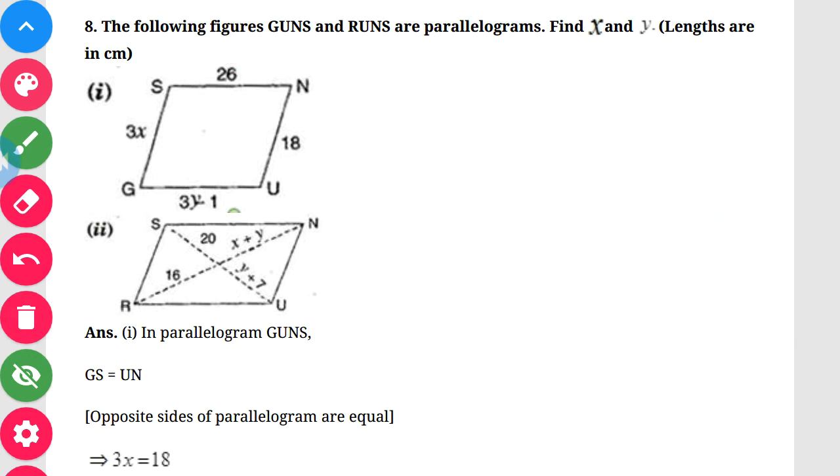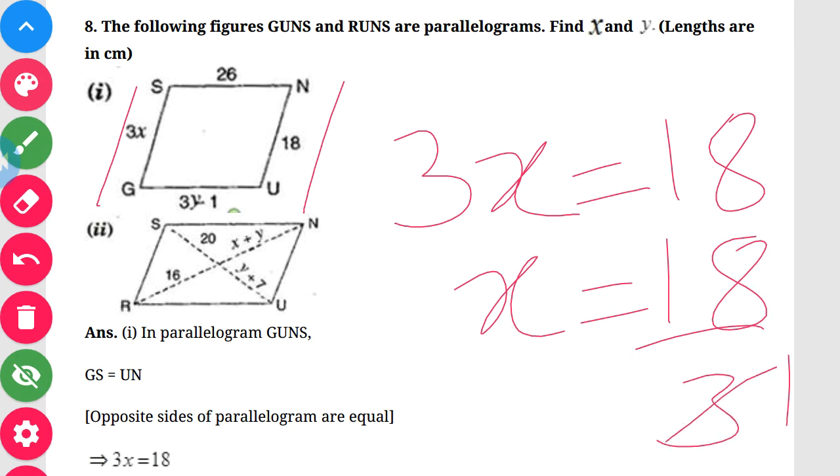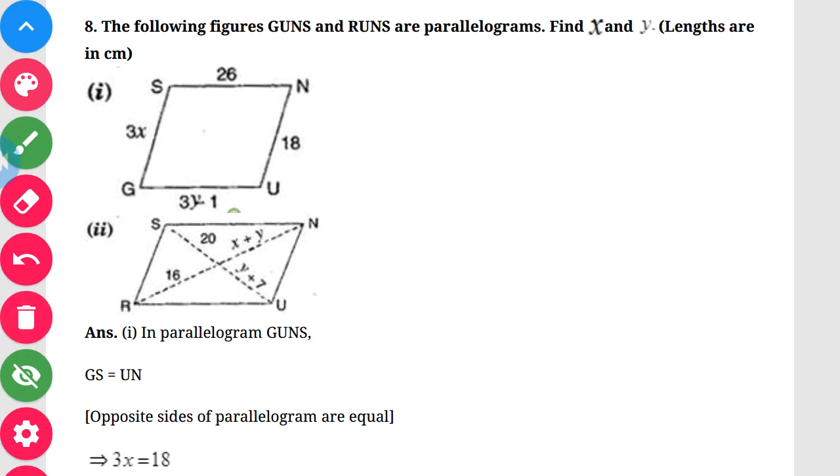Similarly here you are going to equate this side and this side, where opposite sides are equal. You are going to write, since the opposite sides of a parallelogram are equal, SG is equal to NU. So here SG is equal to 3x and NU is equal to 18. Same thing, transpose the 3 to the other side, it goes in the denominator, cancel it, take it in the lowest terms, x is equal to 6. This is how you are going to find the first one. I hope this is clear.